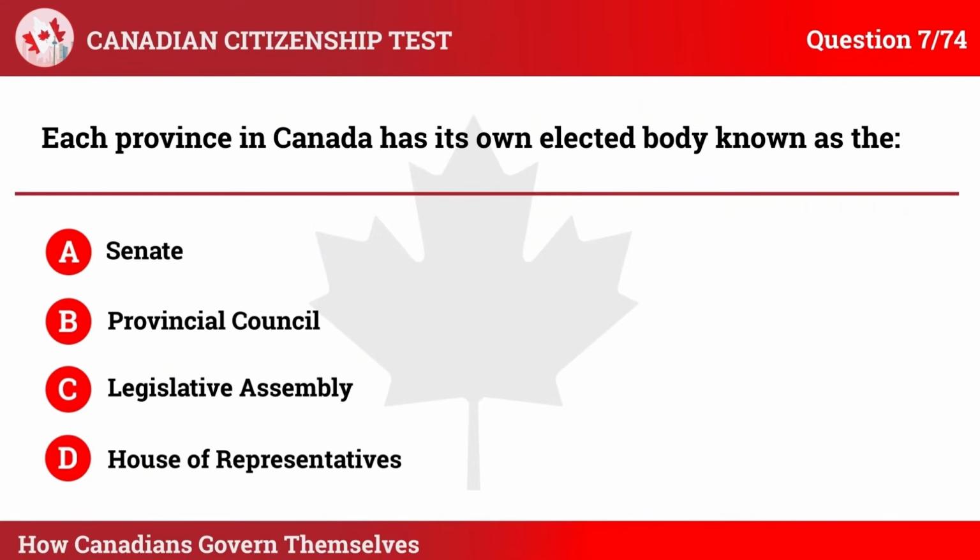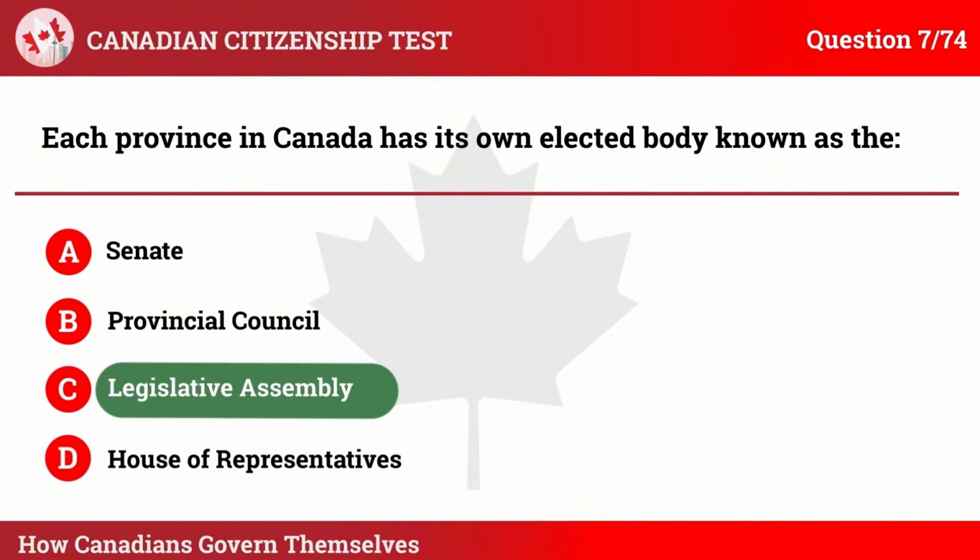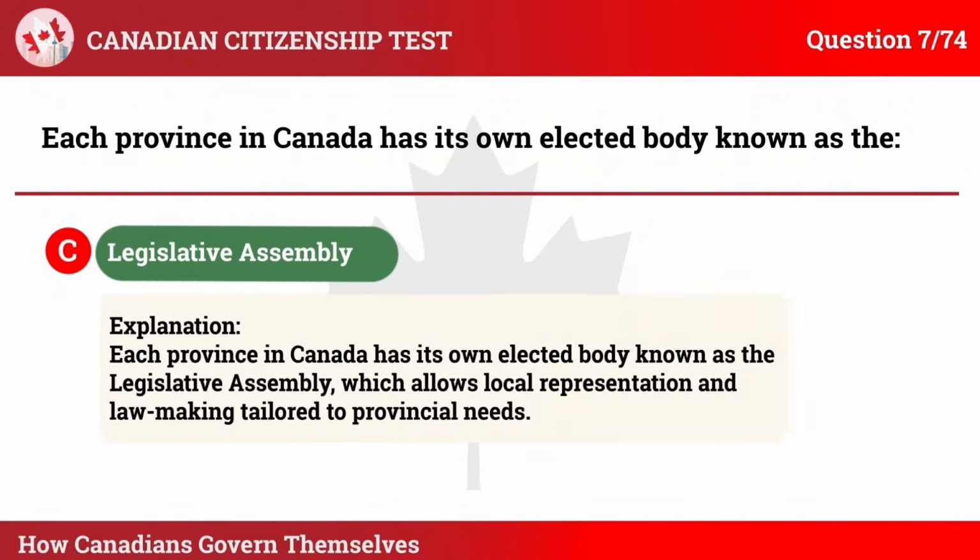The correct answer is C. Legislative Assembly. Explanation: each province in Canada has its own elected body known as the Legislative Assembly, which allows local representation and lawmaking tailored to provincial needs.